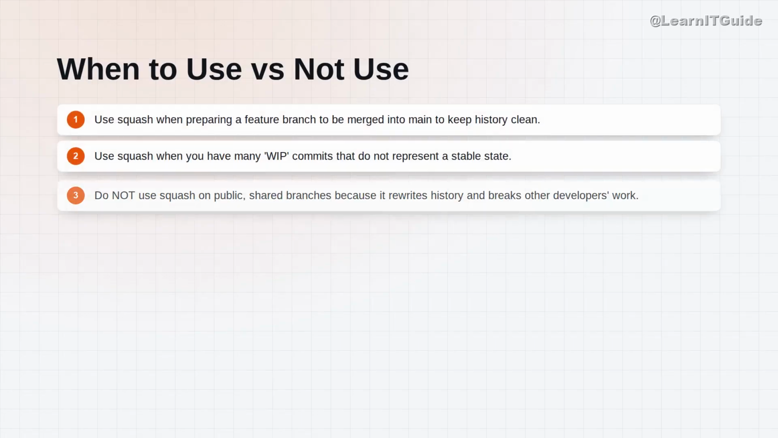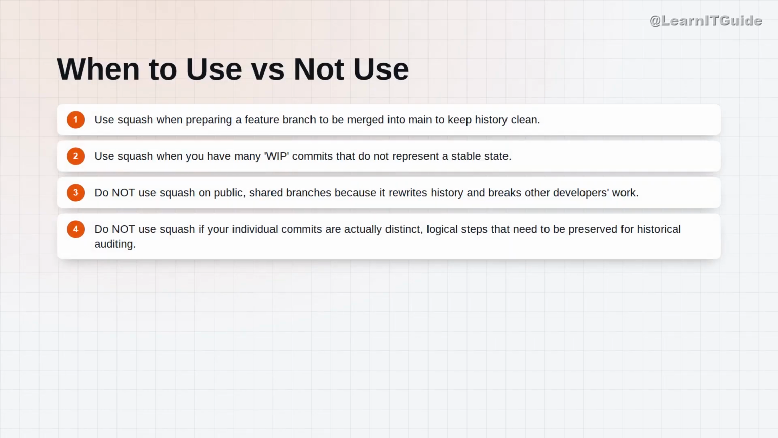So, when should you use this? Use squashing when you are preparing your feature branch for a merge into the main branch. It keeps the history focused. However, never squash commits on a branch that other people are also working on. Squashing rewrites history, and if you force push, you will break your colleagues' local work. Also, if your commits are logically distinct steps that are valuable to audit later, keep them separate. Use these criteria to decide if this tool is right for your situation.